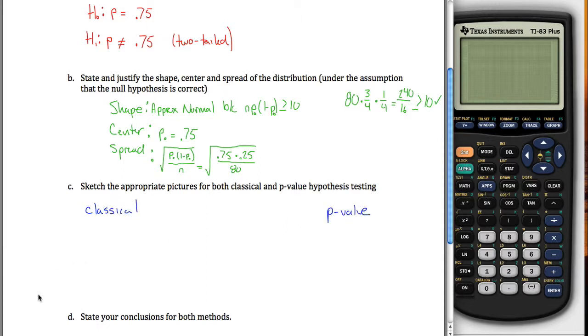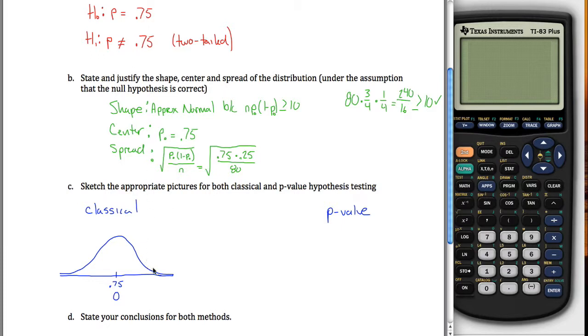If we're doing the classical method, I start out by drawing my distribution. Give myself a little bit more room. I'm going to make the shape of this distribution approximately normal. And the center is at 0.75 out here. That has a z-score of 0. And what I want to do is set up rejection regions.